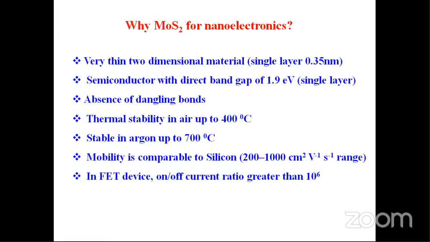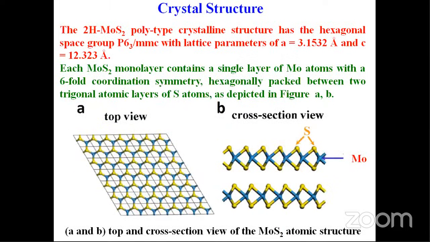Basically, one of the important properties in a transistor, if you want to develop an FET, is a high on-off ratio. That is missing in graphene. Due to that, graphene is not good for FET devices. Mobility is high in graphene, but it lacks semiconductor behavior. The semiconductor behavior exists in MoS2. Due to this, we get a very good on-off ratio in this material.